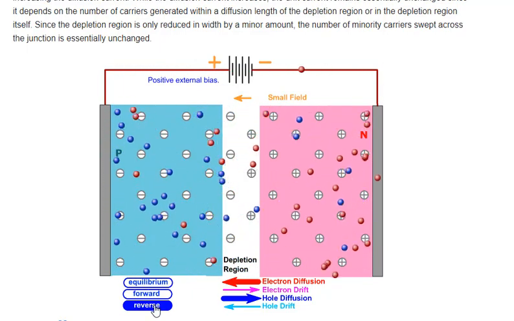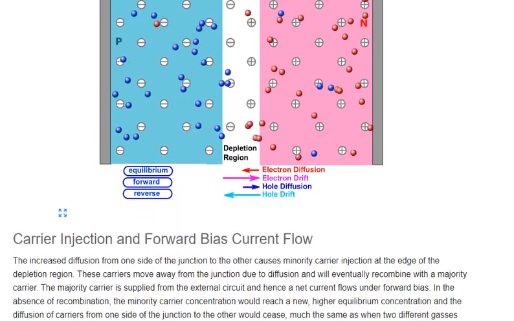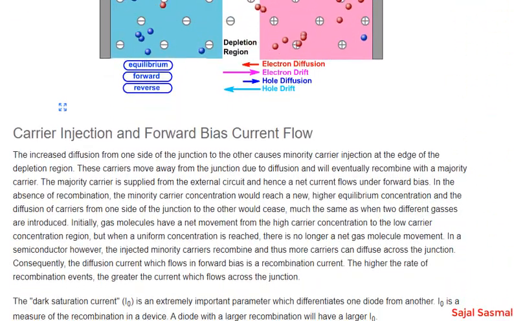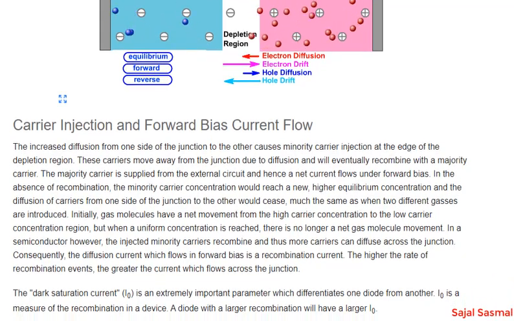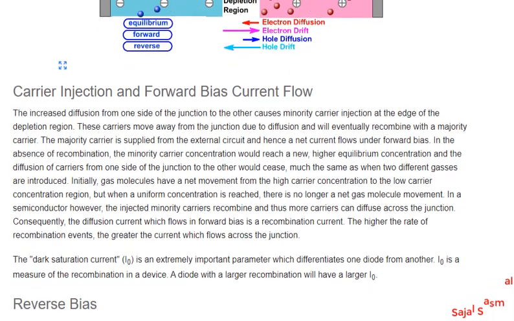Carrier injection and forward bias current flow. The increased diffusion from one side of the junction to the other causes minority carrier injection at the edge of the depletion region. These carriers move away from the junction due to diffusion and will eventually recombine with a majority carrier. The majority carrier is supplied from the external circuit and hence a net current flows under forward bias.